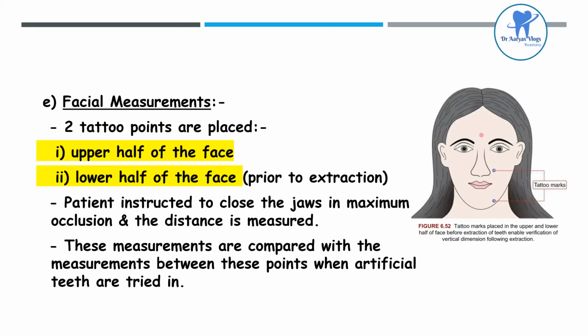Coming to the facial measurements, two tattoo points are placed. One on the upper half of the face and another on the lower half of the face. And the patient is instructed to close the jaws in maximum occlusion and the distance is measured. And these measurements are compared with the measurements between these points when the artificial teeth are tried in.